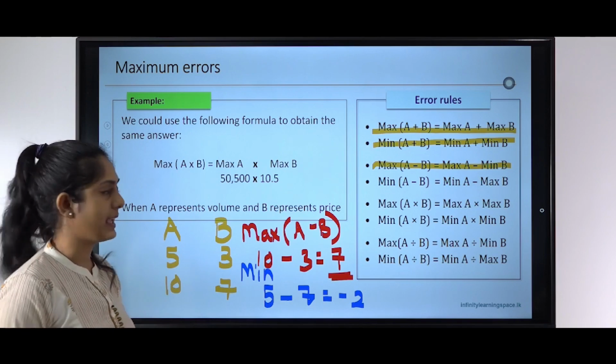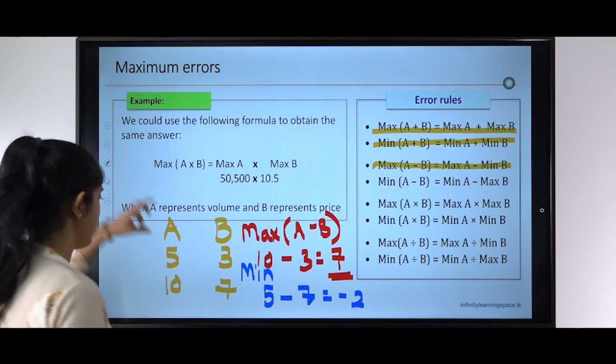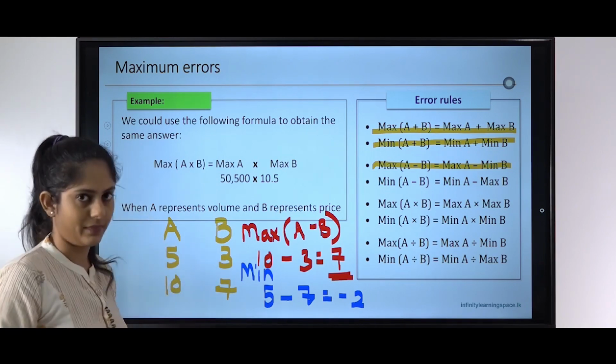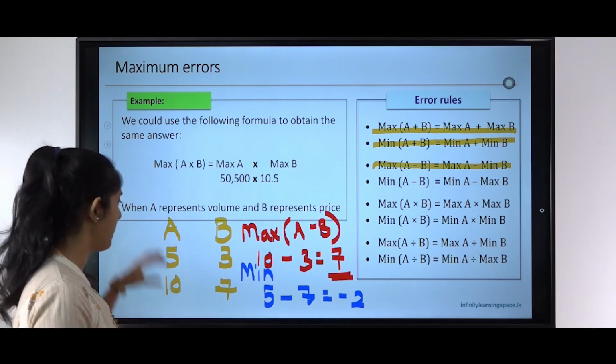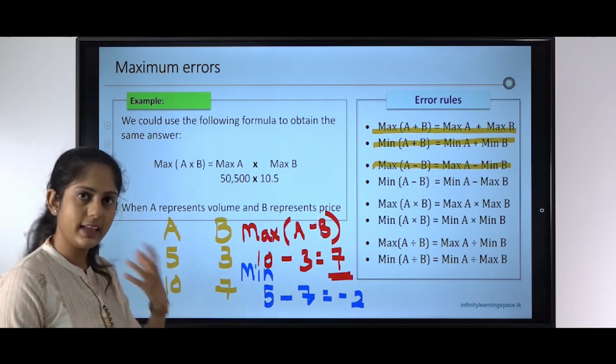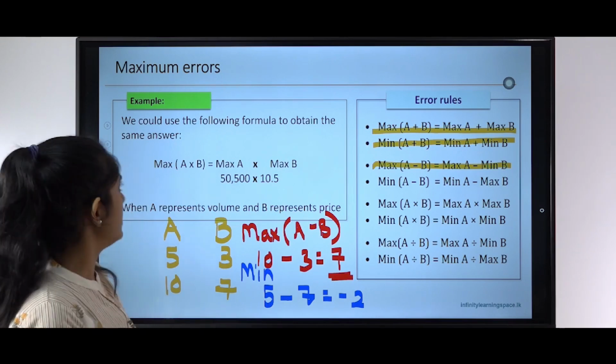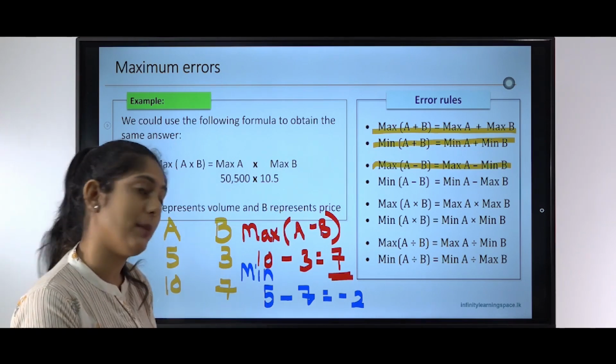So that's why I have to think, okay, what will give me the biggest gap? Highest here, lowest here, right? Smallest gap, lowest here, highest here. Like that you'll have to think of it, right? So that's how we do the maximum errors.